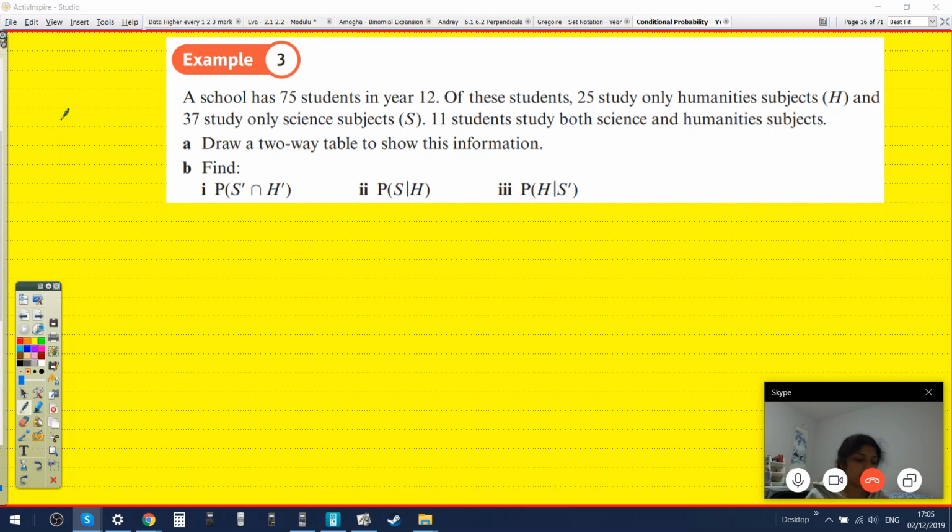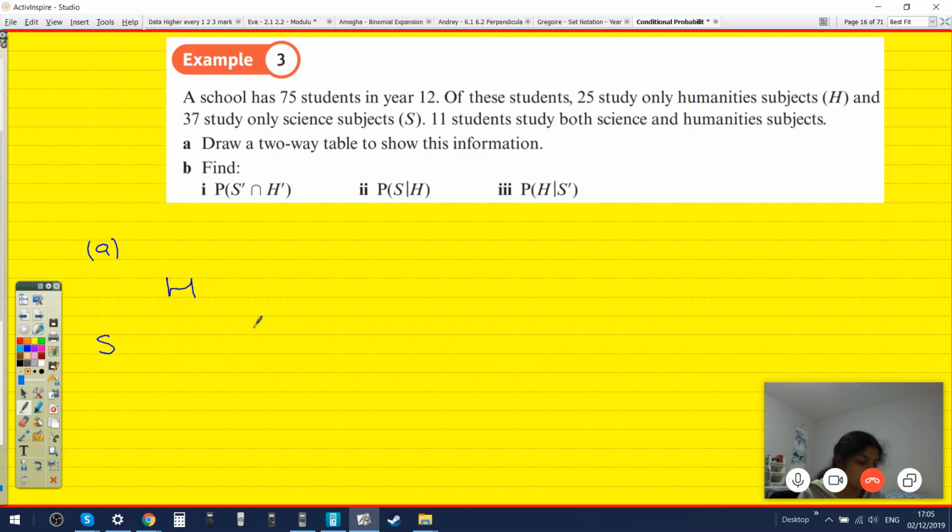Would you just do like a sort of table where you would just put humanities and then science? And then, wait, no, you have to do one on one side and one on the other, because there's 11 students who study both. So you have to do one horizontally and one vertically. Isn't that how you draw a two-way table? Ah, okay. Yeah, like that.